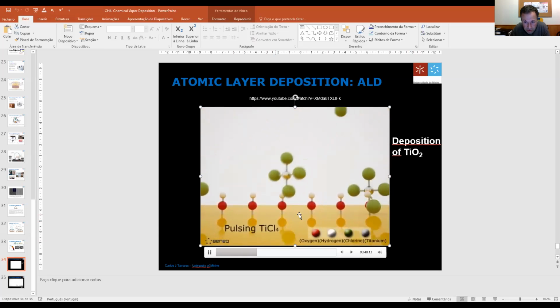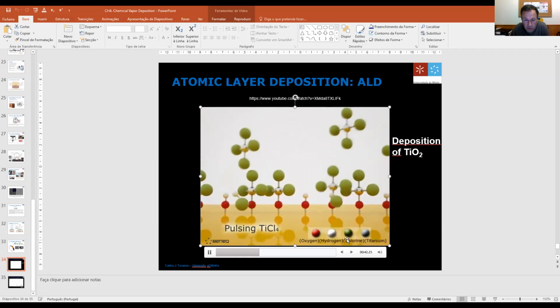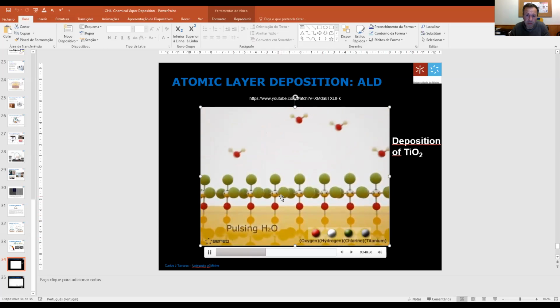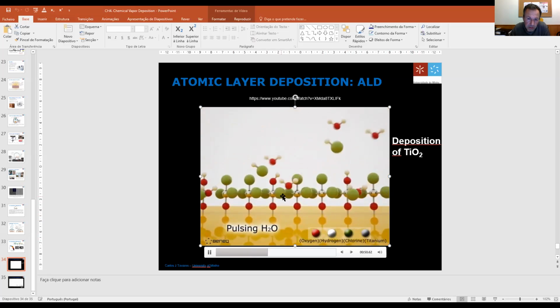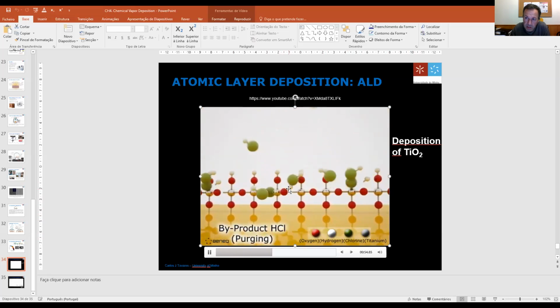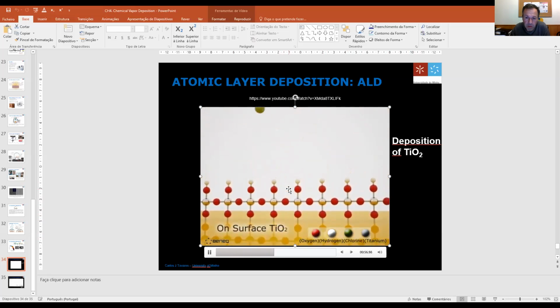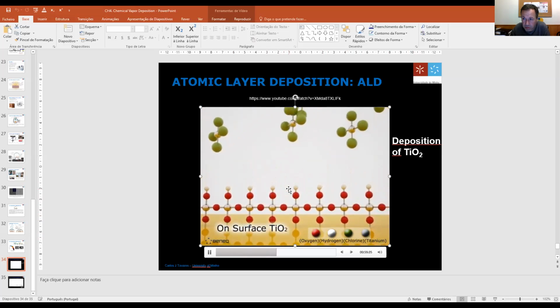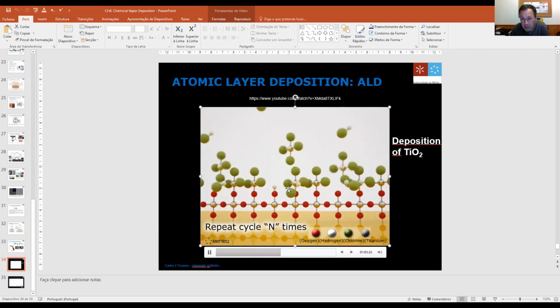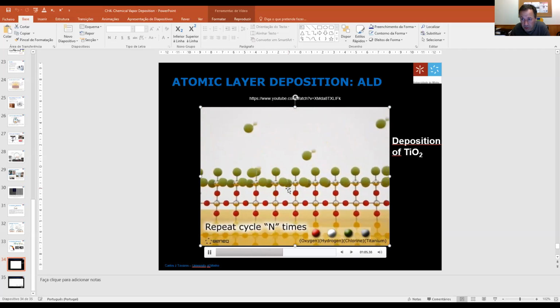So here you need to have some radicals on the surface, and then you bring down your precursor, which is the titanium tetrachloride. You need to keep the titanium, but you want to remove the chlorine. The same process. So then on another pulse you oxidize the surface with water vapor. The hydrogen will bond with the chlorine ions, they will form HCl, which can be removed out of the system. And the oxygen is needed to bond with titanium to form the titanium dioxide.